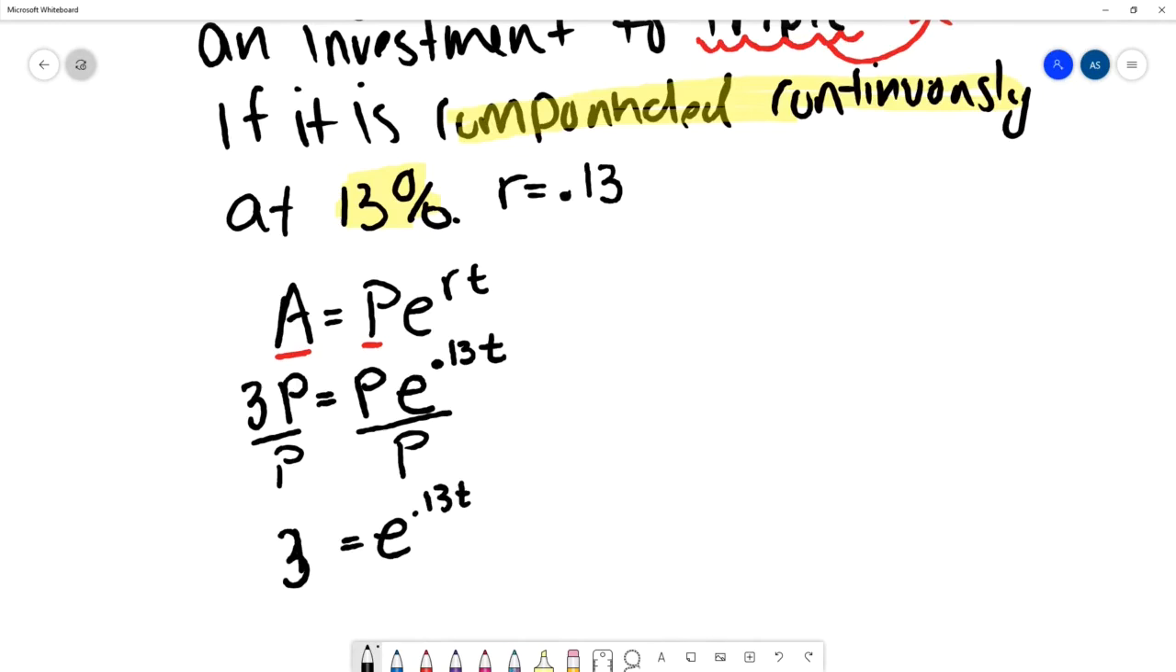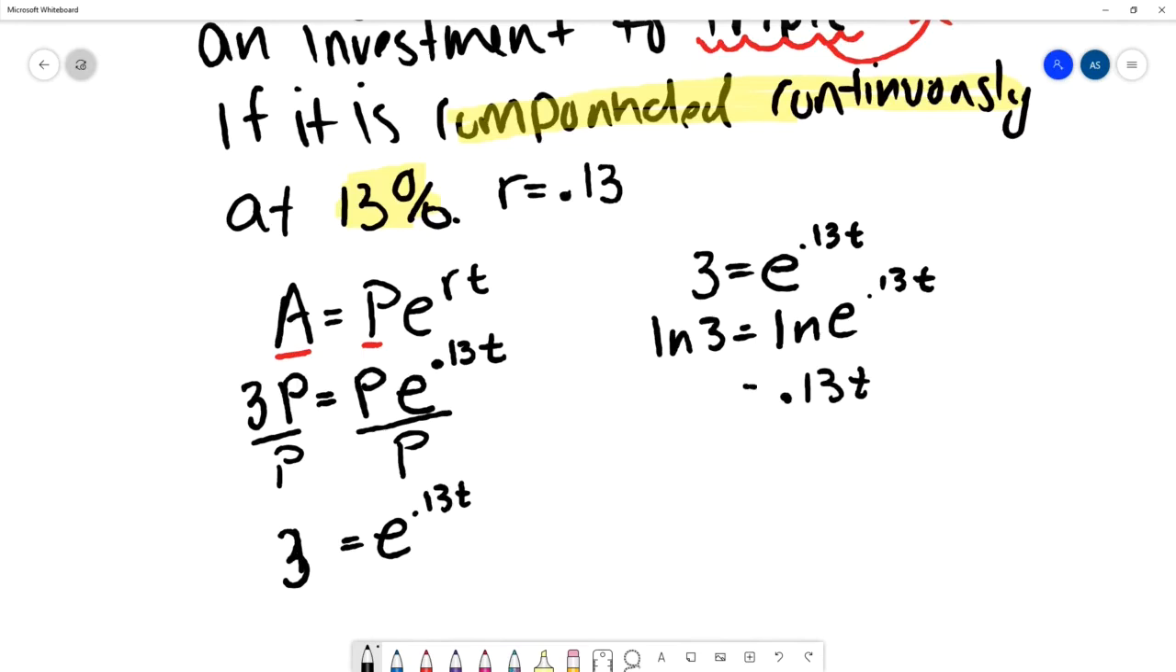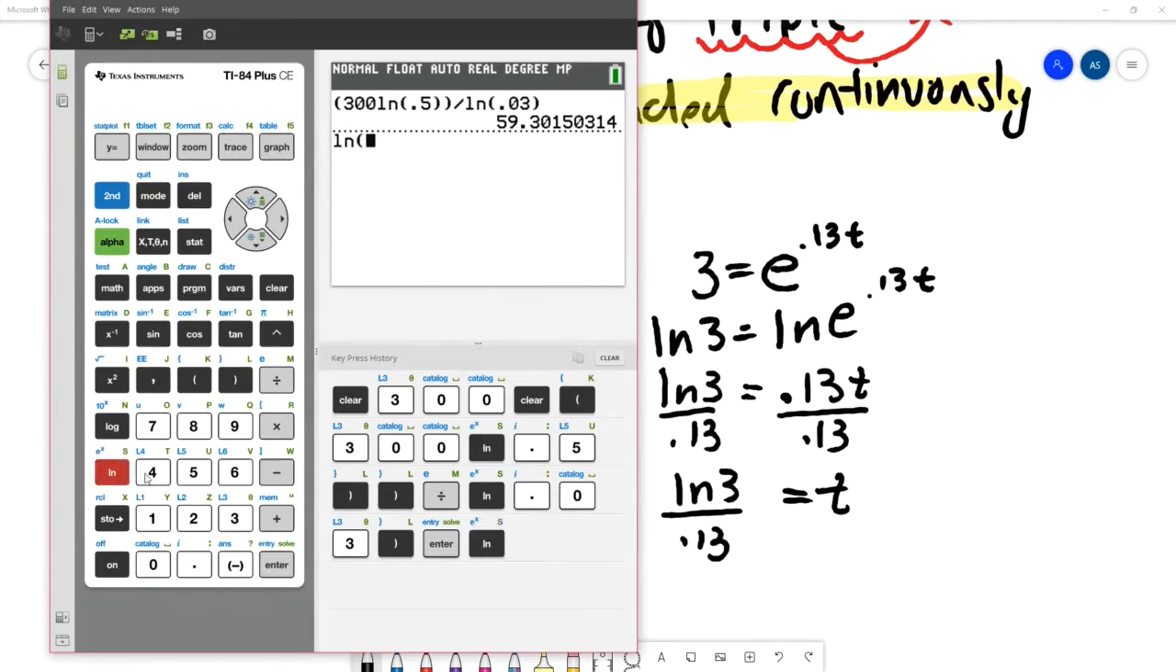Now we have an exponential equation. We have 3 equals e to the 0.13t. We'll take the natural log of both sides. The natural log and e cancel each other out. We'll divide both sides by 0.13, and we get t equals the natural log of 3 over 0.13. So let's type that in the calculator. Natural log of 3 over 0.13.